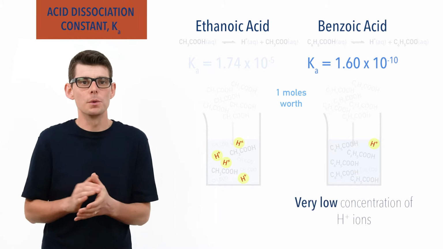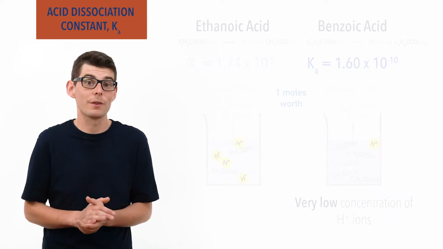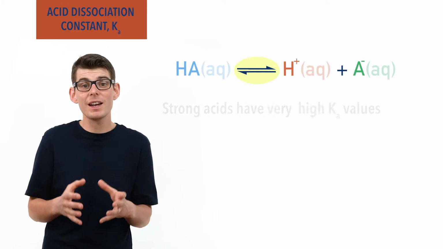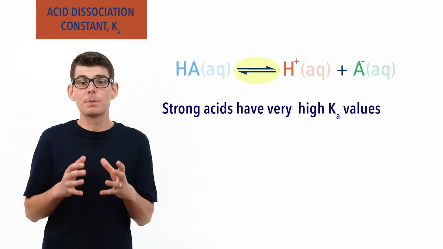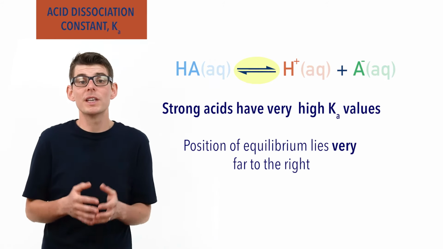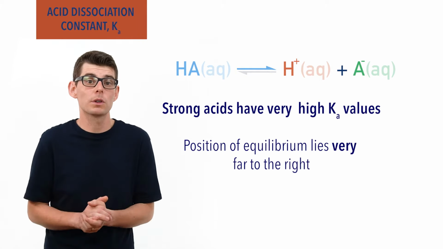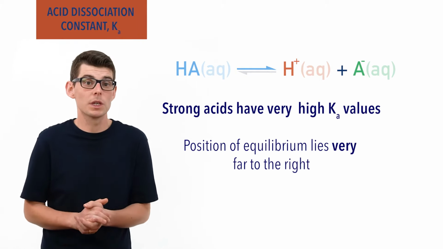It is worth pointing out here that strong acids do also have Ka values, it's just the values are very high, meaning a position of equilibrium lies to the right so much that effectively no backward reaction really occurs, and virtually all the acid molecules dissociate when added to water.